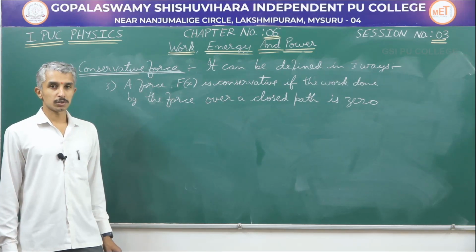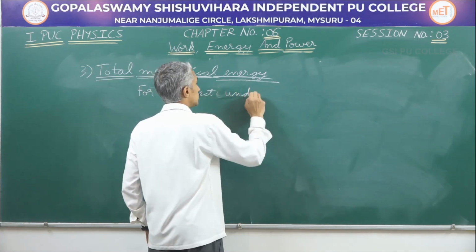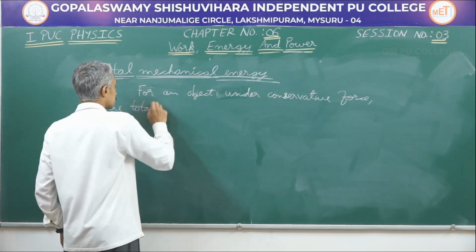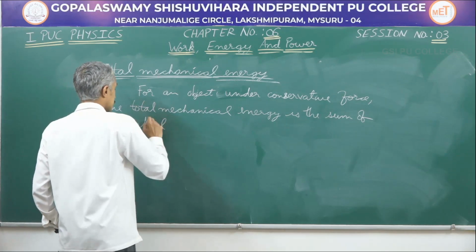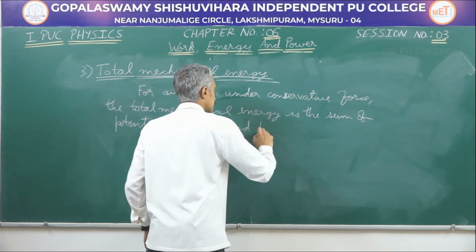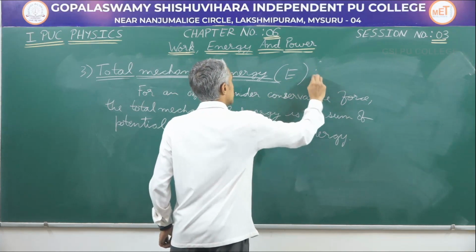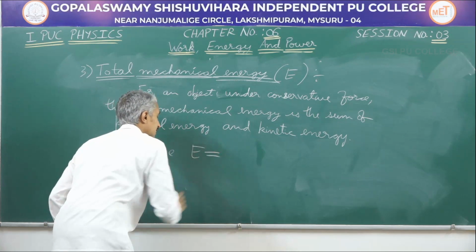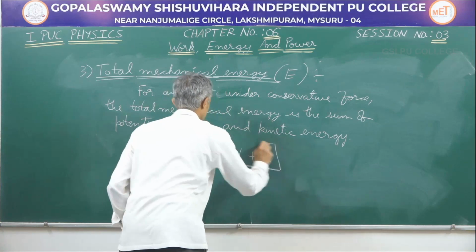We will now see what is the total mechanical energy of an object. For an object under conservative force, the total mechanical energy is the sum of potential energy and kinetic energy. The total mechanical energy here is represented by capital E. So I can write the total mechanical energy is equal to the sum of potential energy plus kinetic energy.